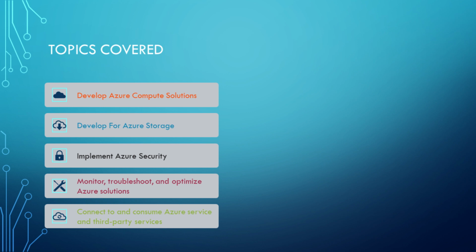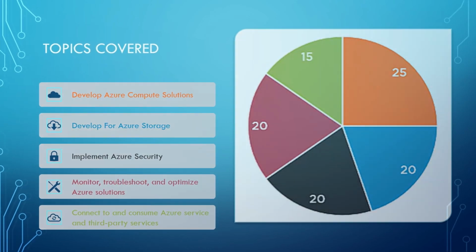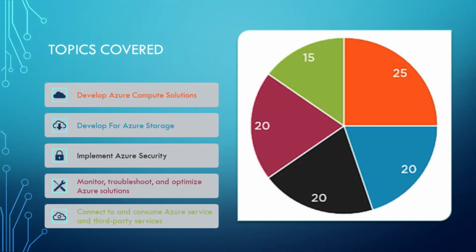While all these topics are important, it's essential to understand the relative weightage of each topic in the exam. Based on historical data and feedback from candidates, here's an estimated breakdown of the exam. Developing Azure Compute Solutions, 25 to 30%. Developing for Azure Storage, 15 to 20%.